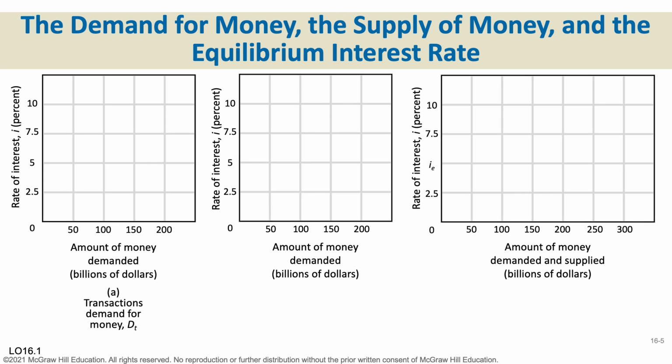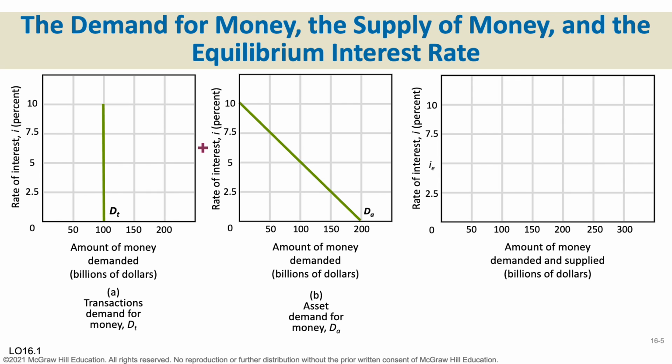We said the transaction demand did not depend on the interest rate. So regardless of what the interest rate is, we're just going to hold this $100 billion. So this would be all of us cumulative in the nation. That much money would be the amount of money we were demanding to spend, to buy our stuff with. But the asset demand for money, we said, was dependent on the interest rate.